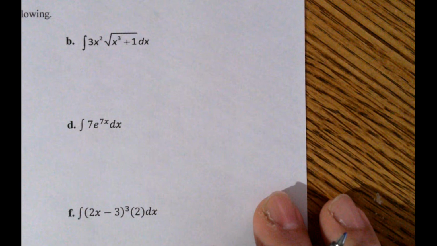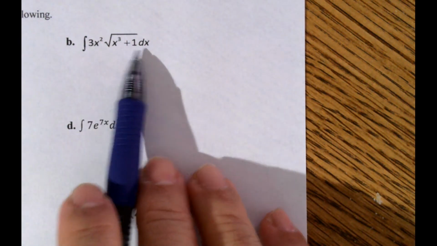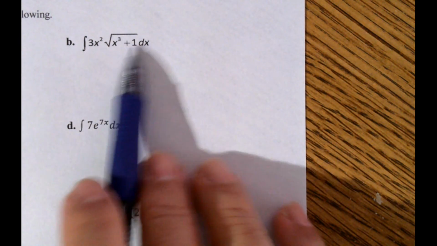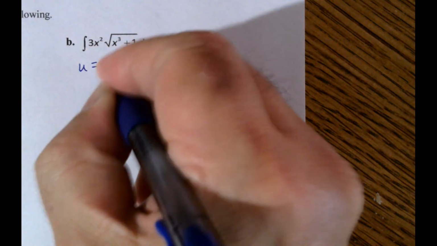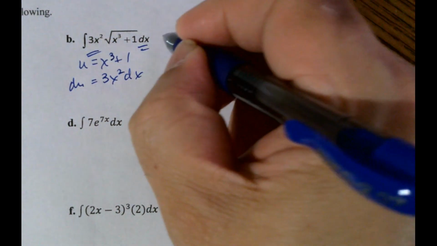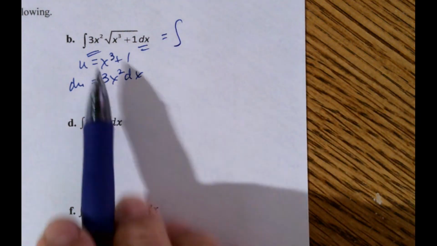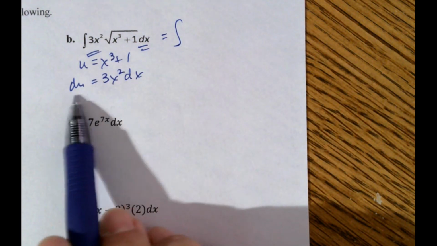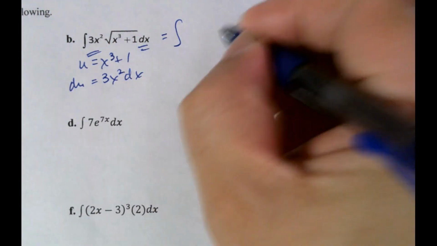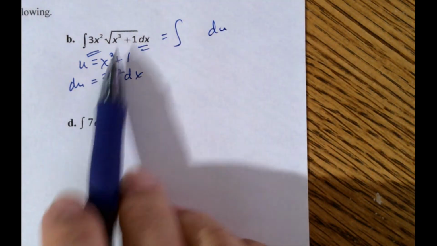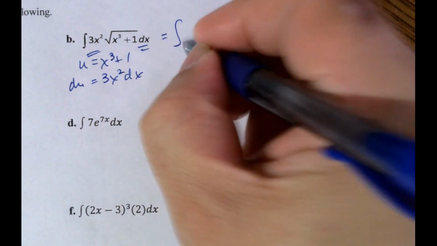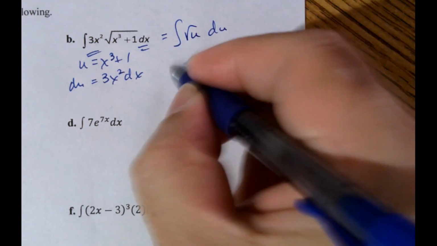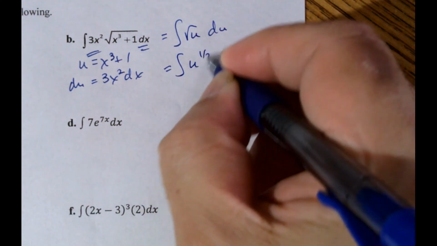All right, here we go. Again, we're going to let u equal the inside function. So u equals x cubed plus 1, so du equals 3x squared dx. And there it is again, there's the 3x squared dx. So that means I can do a substitution. I'm replacing the 3x squared dx with just du, and I'm replacing the x cubed plus 1 with u. So it's the square root of u, and the square root of u is the same as u to the half.